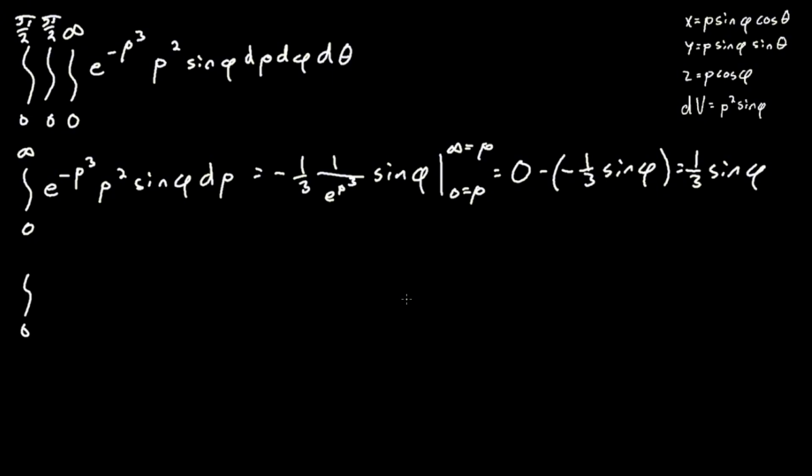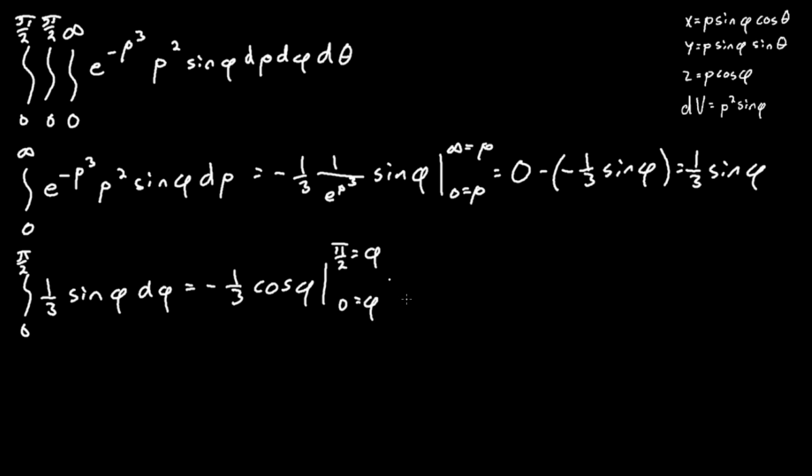Now we integrate with respect to phi, and our integrand is 1 over 3 sine of phi d phi. This is equal to negative 1 over 3 cosine of phi, and our bounds are pi over 2 and 0. We plug in pi over 2 here, cosine of pi over 2 is just 0. If we plug in 0 into cosine, we get 1. So 1 times negative 1/3 is just equal to negative 1/3. And this all just comes together to equal 1 over 3.